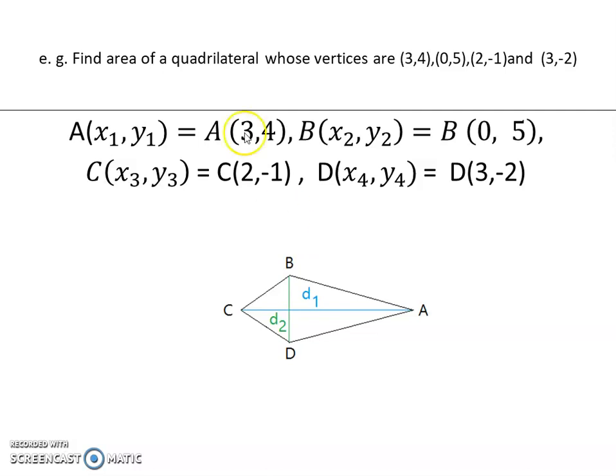Let us try. Find the area of the quadrilateral whose vertices are (3, 4), (0, 5), (2, minus 1) and (3, minus 2). So I write A as x1 y1, B as x2 y2, which is 0 5, C as x3 y3, which is 2 minus 1, and D as x4 y4, which is 3 minus 2. So all four vertices are given and the diagonals are BD and CA.